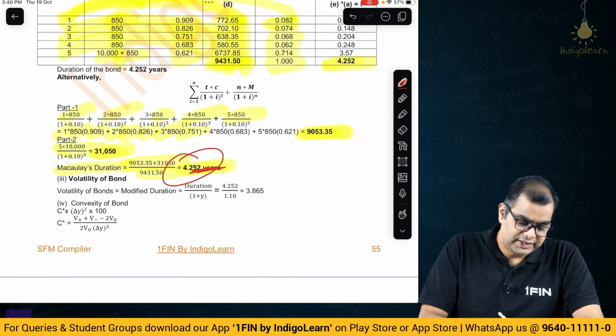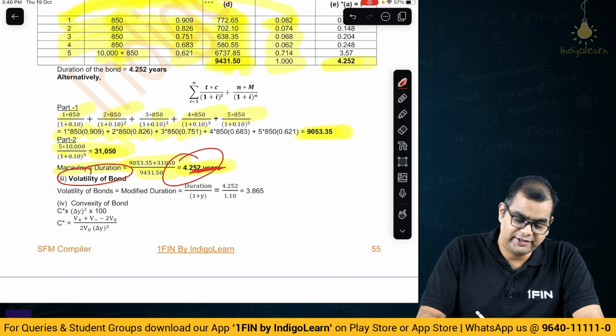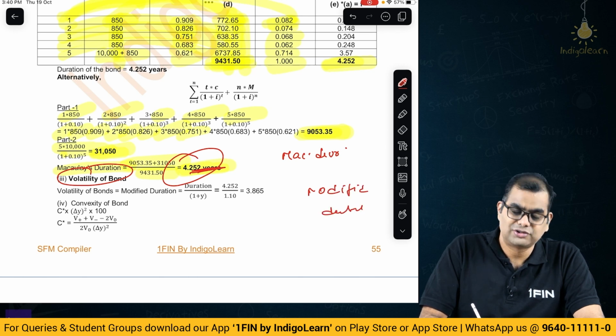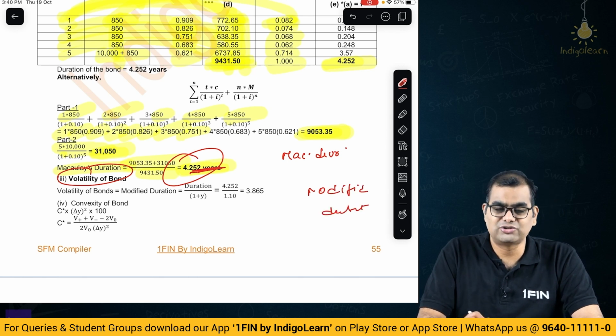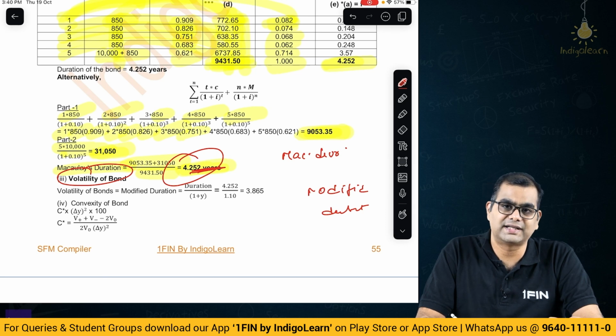Okay, now there is something called volatility of the bond. What is volatility of the bond? So I told you Macaulay duration, then I told you modified duration. So in exam, they will not ask you just duration. They will either ask you Macaulay or modified. If they don't say that, you have to understand the question and figure out what they are asking. Are they asking Macaulay or modified? Now, typically when they ask for duration, it is usually Macaulay duration.